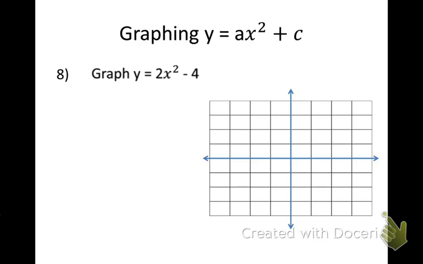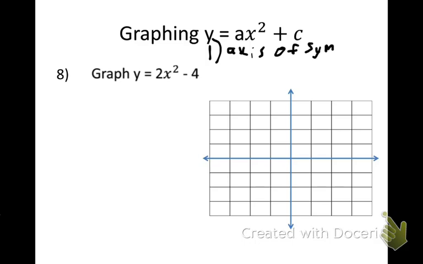All right, now let's try number 8 here. Couple things to recognize. What do you notice right away about the problem? There's no B. So B is 0. Nice job. So step number 1 is I need to find the axis of symmetry.